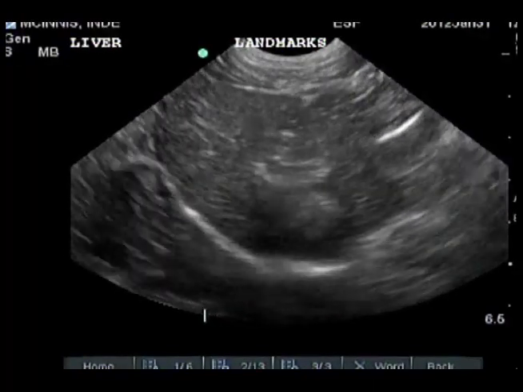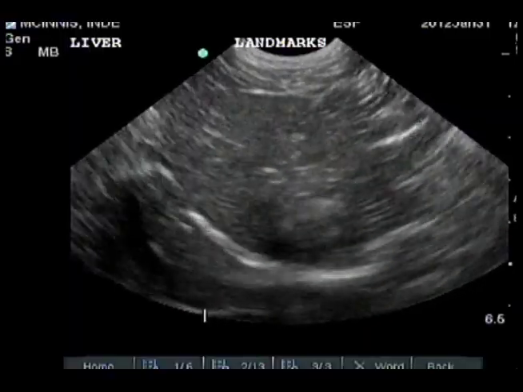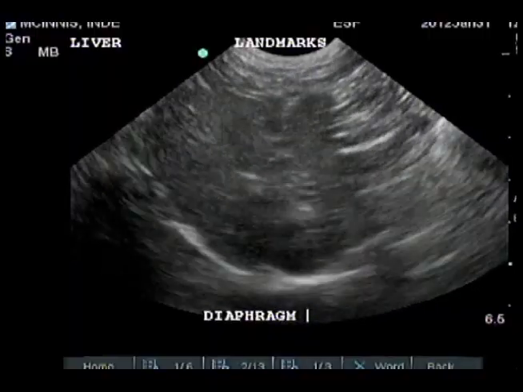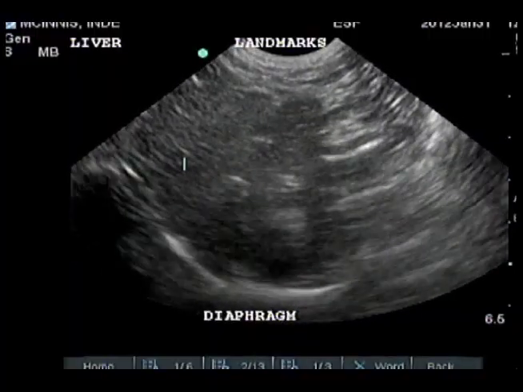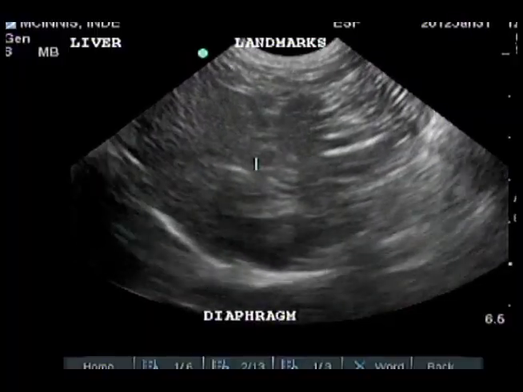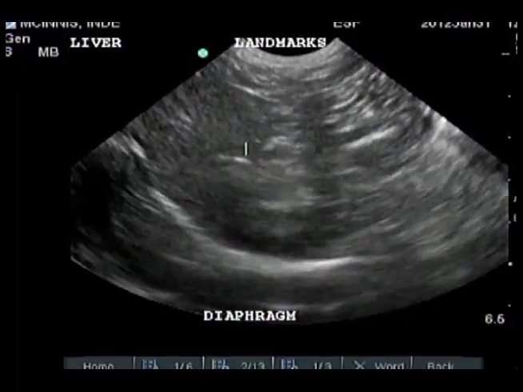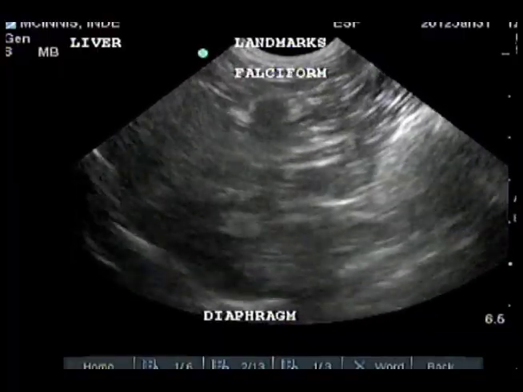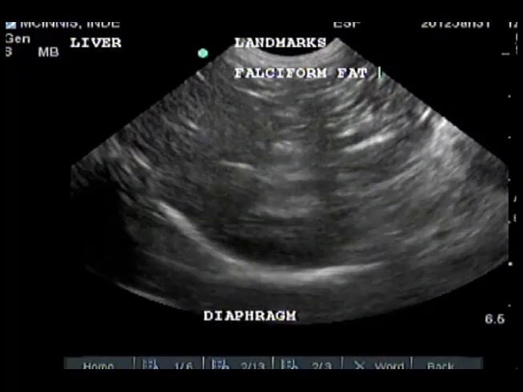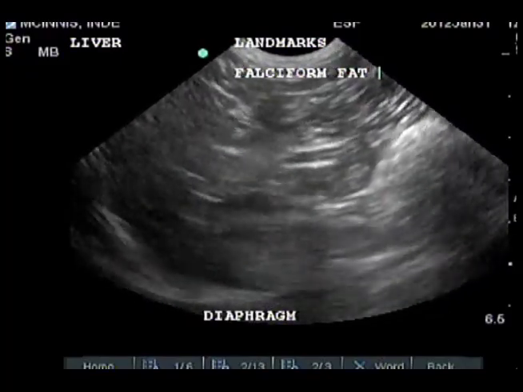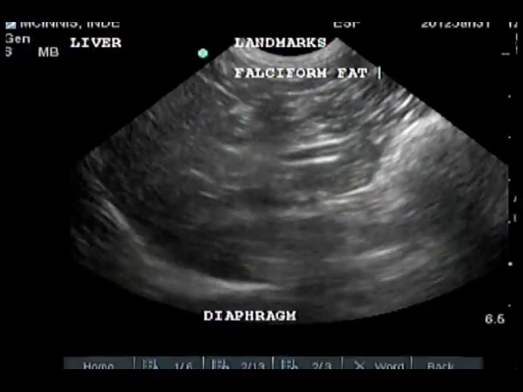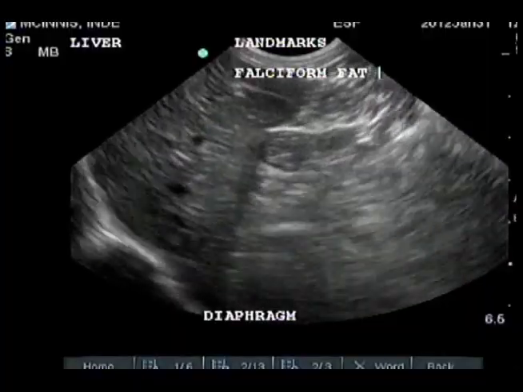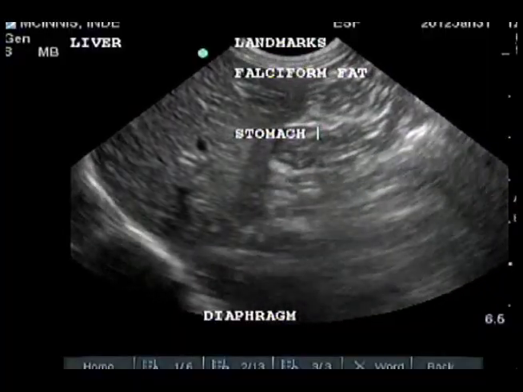Landmarks are important to help you identify structures you do not recognize. The diaphragm is cranial to the liver. The normal liver is a homogeneous structure filling the cranial half of the ultrasound screen with the patient in dorsal recumbency. At the ventral midline, falciform fat is ventral to the liver. Note that falciform fat and liver are similar in echogenicity and appearance. The stomach is caudal to the liver.